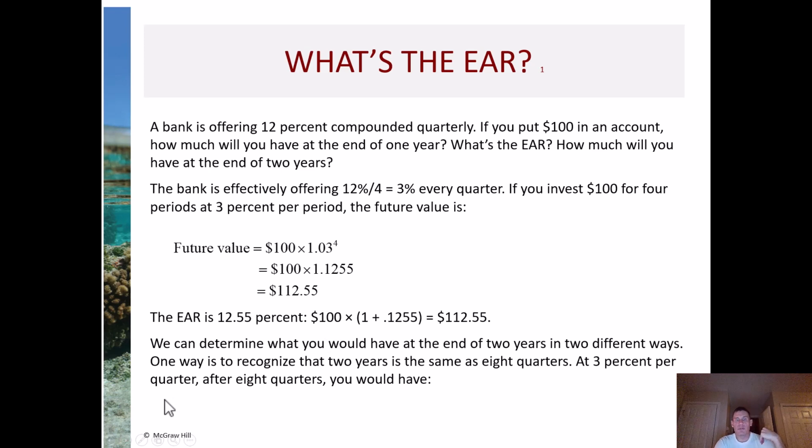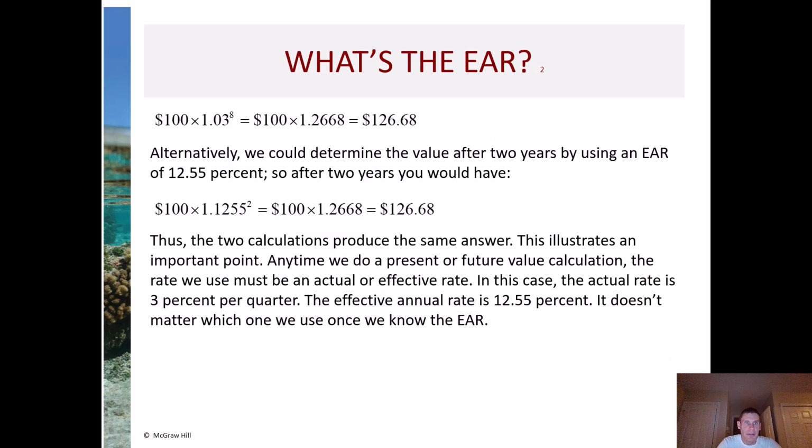We can determine what you would have had at the end of the 2 years in two different ways. The first way is to recognize that 2 years is the same as 8 quarters, right? 4 quarters in a year times 2. At 3% per quarter, after 8 quarters, you would have as follows: 100 times, again, pretty much the same as before, 1.03, but now to the power of 8. So now we have 126.68.